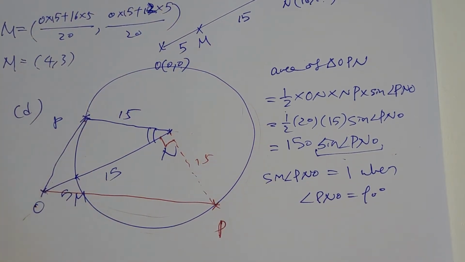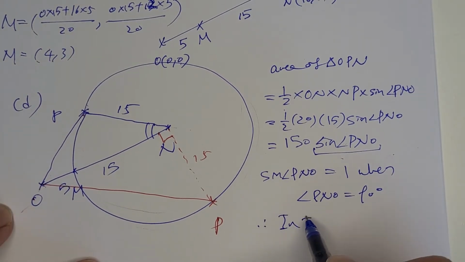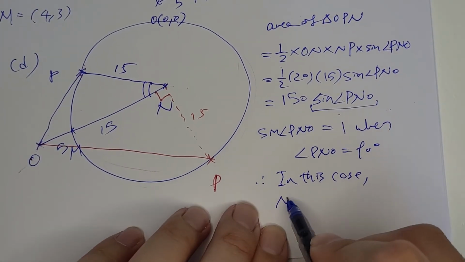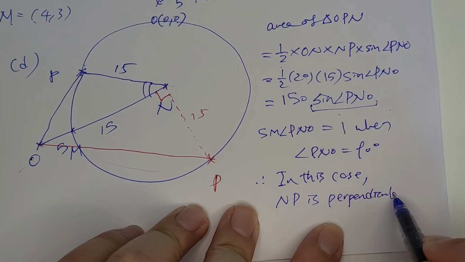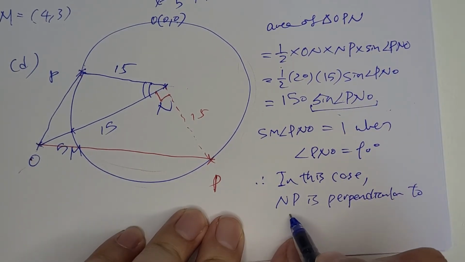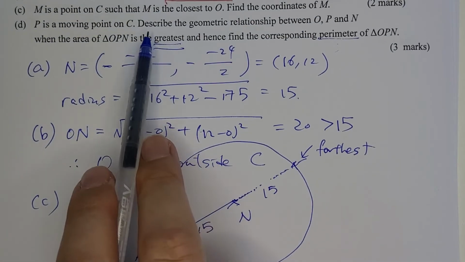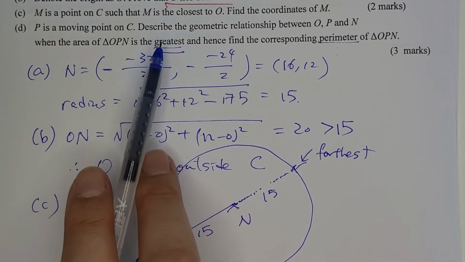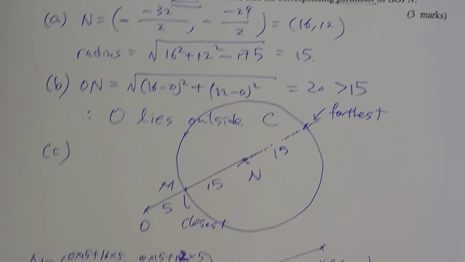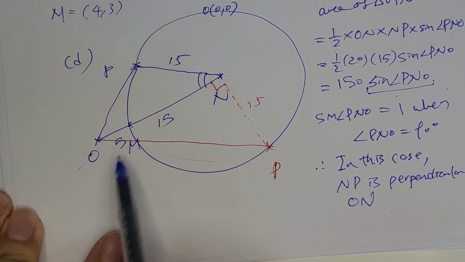Okay? So in this case, NP is perpendicular to ON. The question wants you to describe the geometric relationship. That means you need to use the terminology to describe that. Now you know that they are perpendicular. That means this is a right angled triangle.